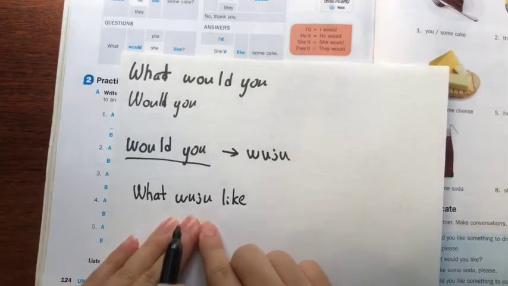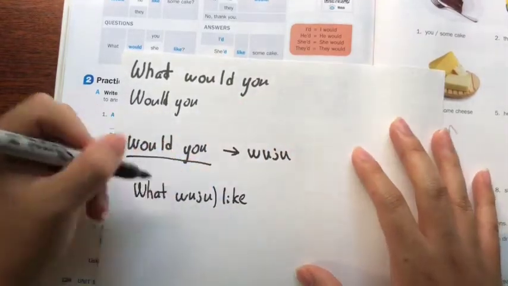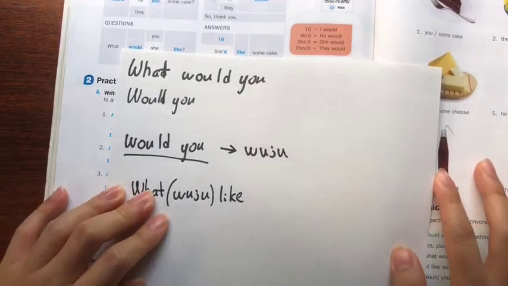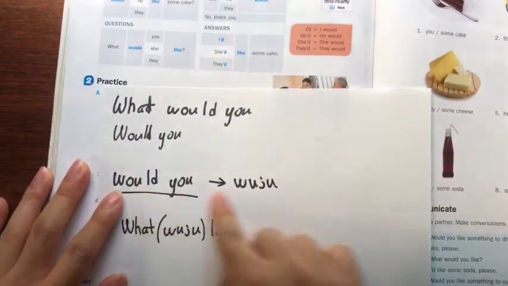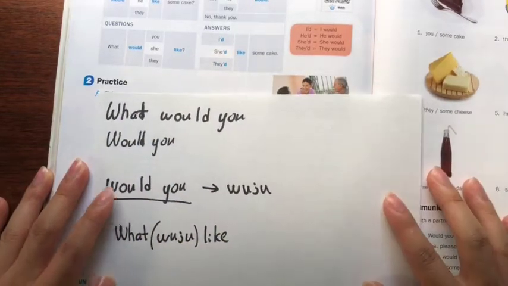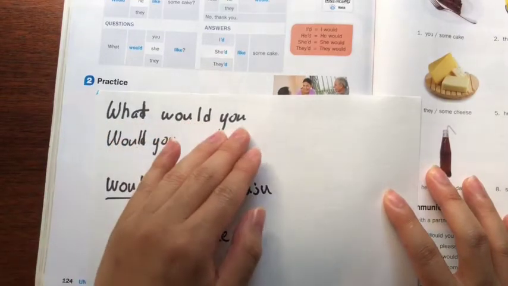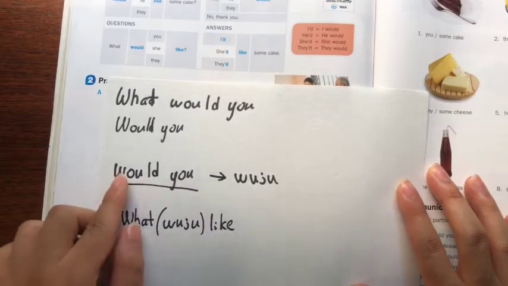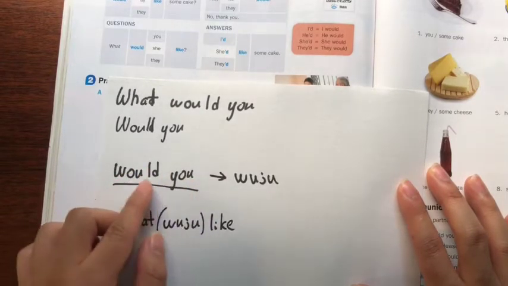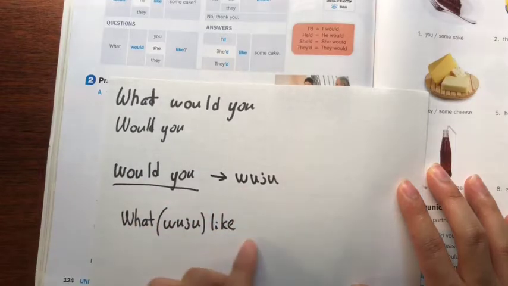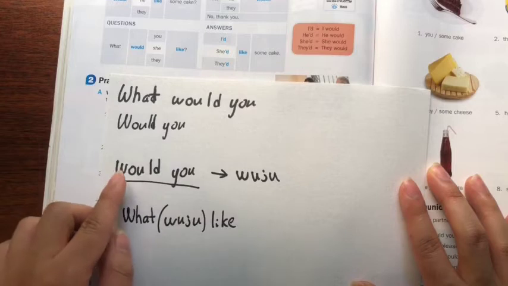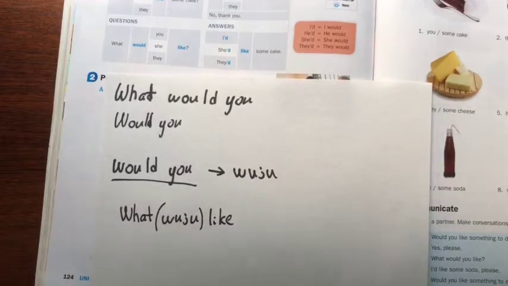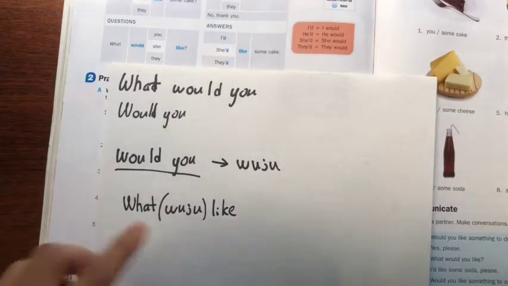Now, we don't write this word like this. We write it like "would you," but I am writing it like this so you know how to pronounce it. So in English, if we talk really fast, we say, what would you like? But if we say it slow, we say, what would you like?